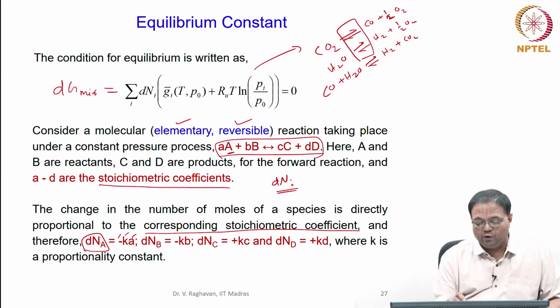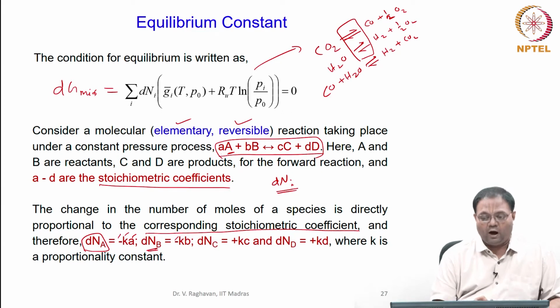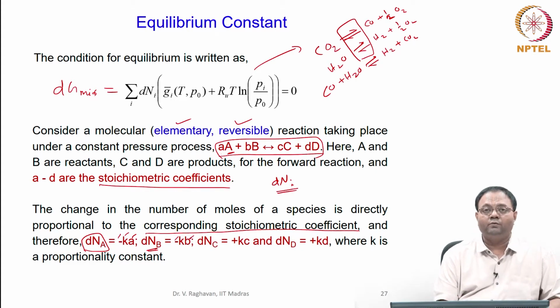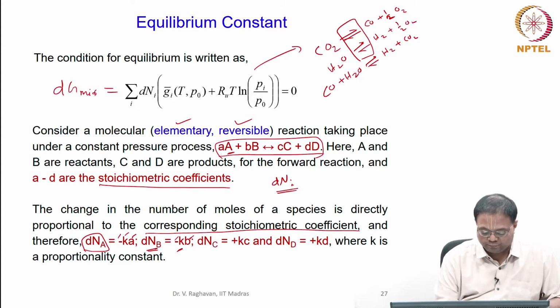We definitely know that if we consider the forward reaction here, then the reactants are consumed, so dNA and dNB should be negative. So I put a negative sign. And the change in the number of moles is proportional to the corresponding stoichiometric coefficients a, b, etc. So I put a proportionality constant K.